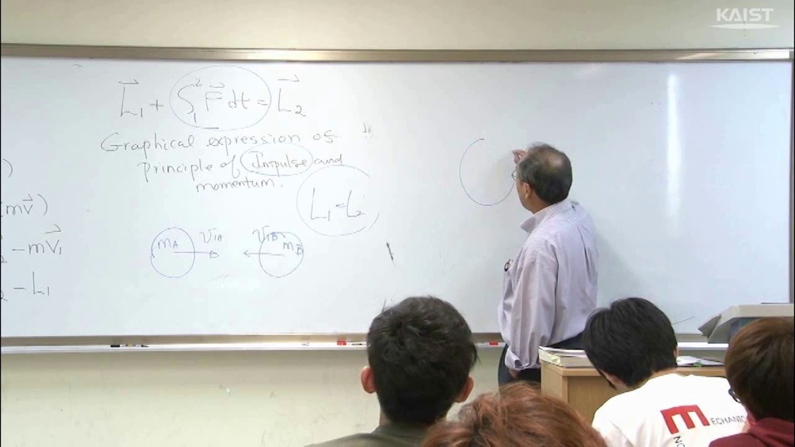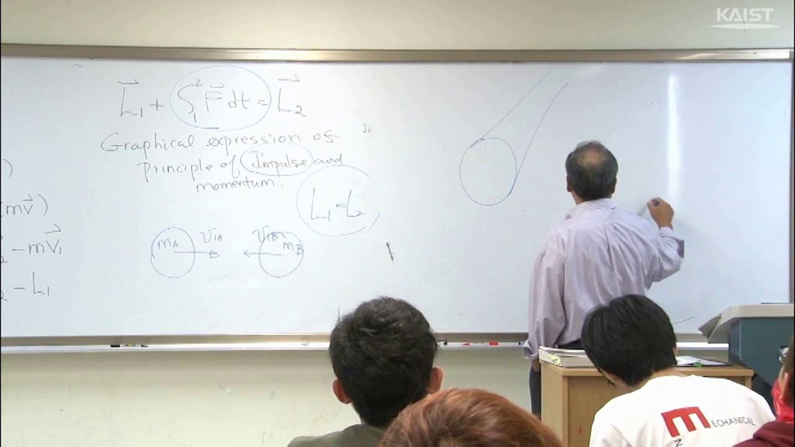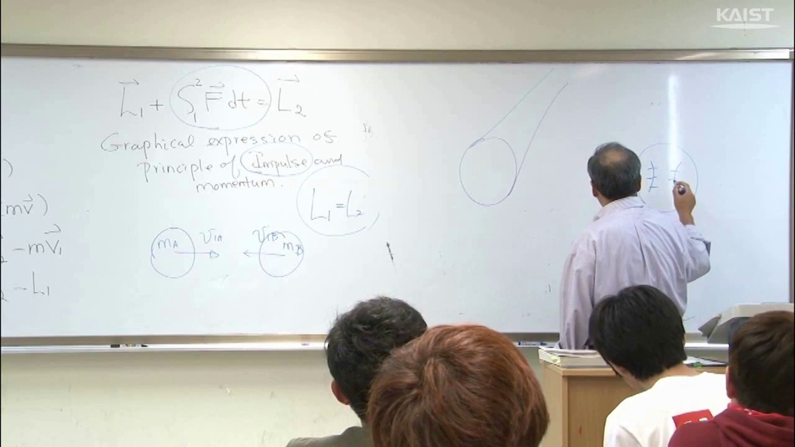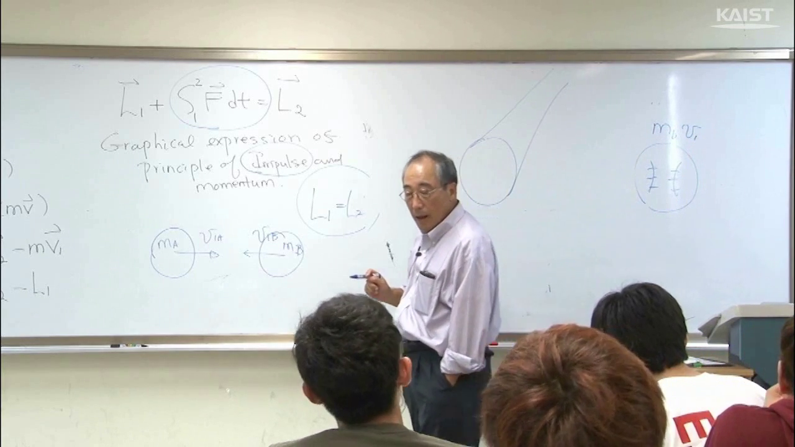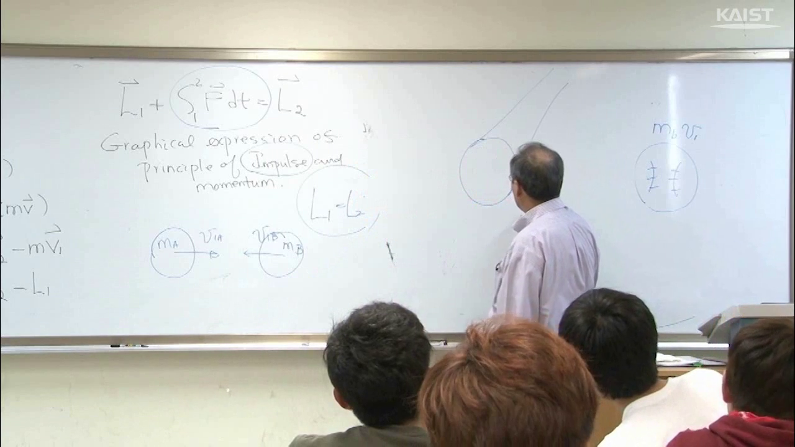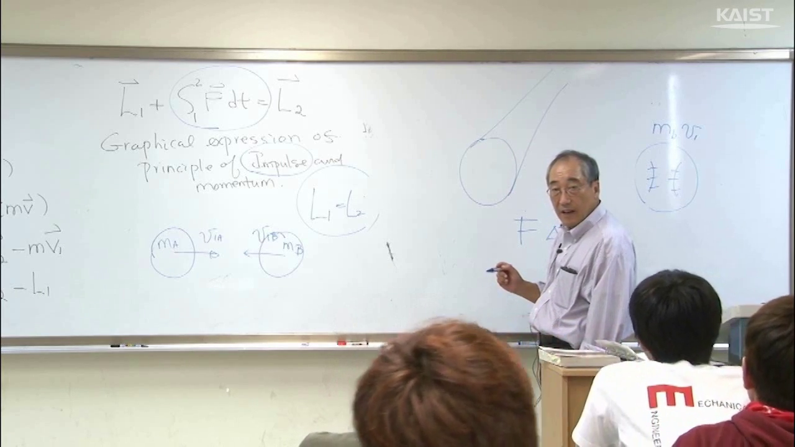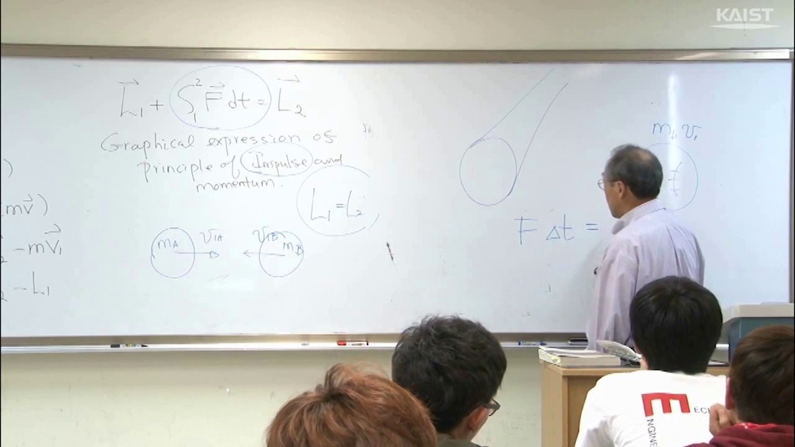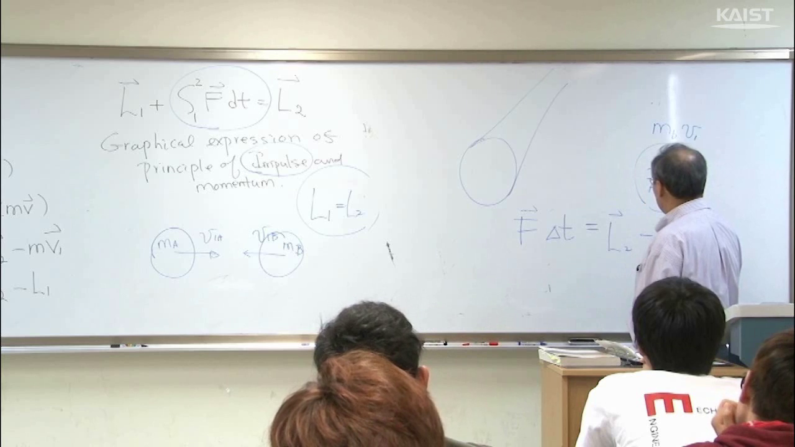Okay, you have a baseball bat, and a ball coming in this direction with the speed V1. Then you hit the ball with some force and some duration of time, delta t. Using the principle of impulse and momentum, F delta t is equal to what? The linear momentum at state 2 minus the linear momentum at state 1.